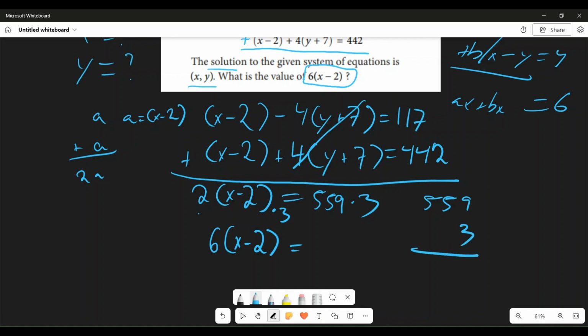times 3, we would get 3 times 9 is 27, carry the 2, 3 times 5 is 15, plus 2 is 17, carry the 1, and then 3 times 5 is 15, plus 1 is 16. So then we get 1677. So there you have it. That is how you solve this one.